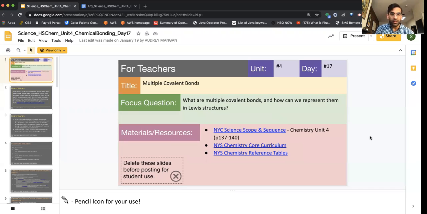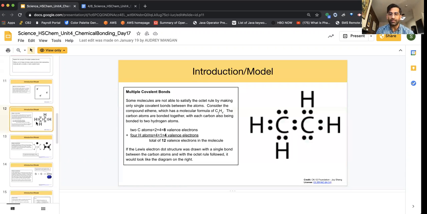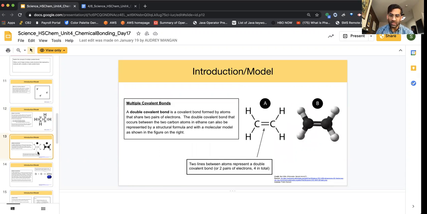This is part of Unit 4, Chemical Bonding, Day 17, and the purpose is to investigate what multiple covalent bonds are and how we can represent them in what we call Lewis dot structures. Okay, Lewis dot structures, you can see a brief example right here, but there is a problem with this example. We need to draw this a little bit differently so that every atom gets its needs met, okay? And so they come up with this structure, okay? This is like a Lewis dot structure.